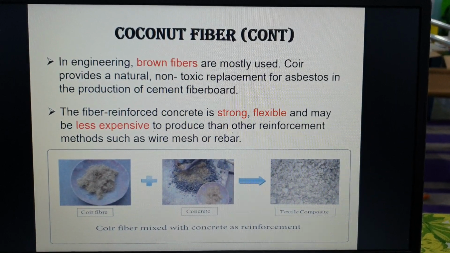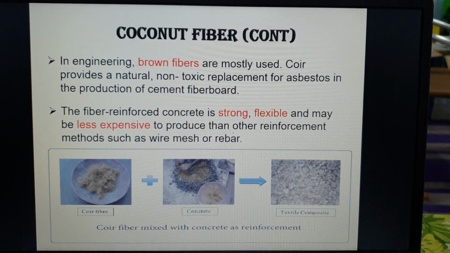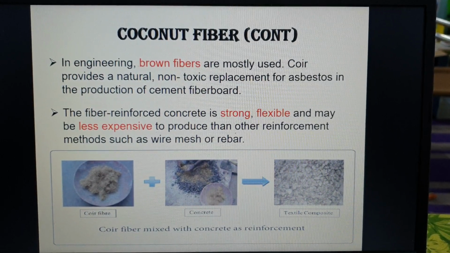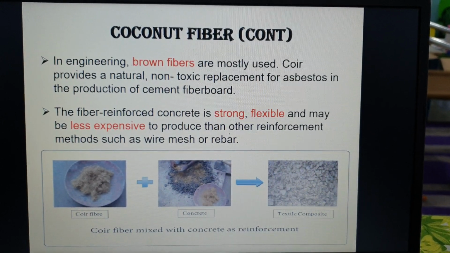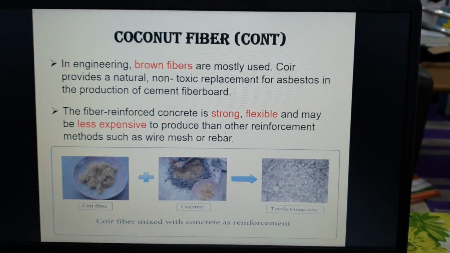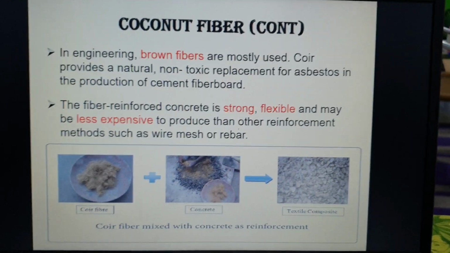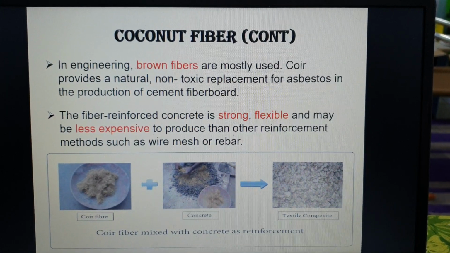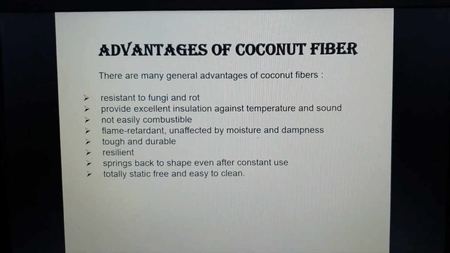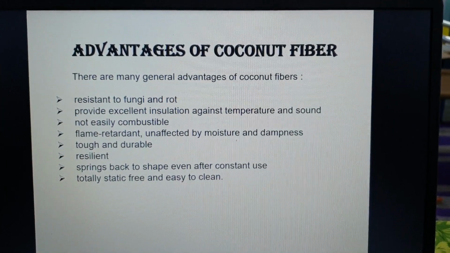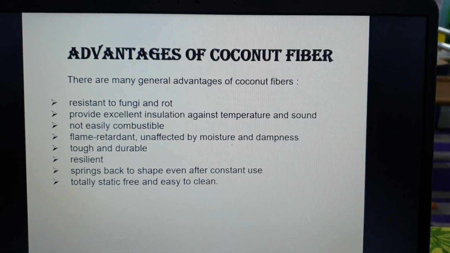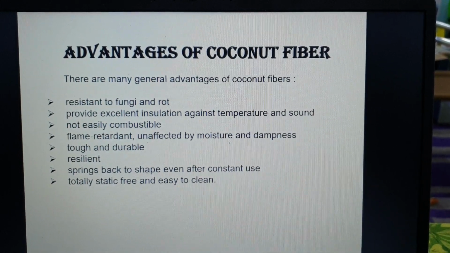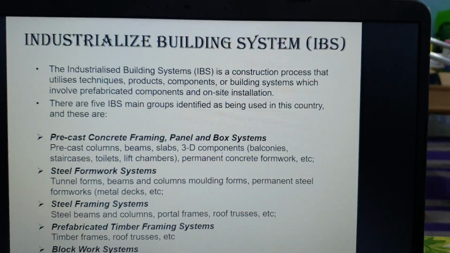Coconut fiber provides a natural, non-toxic replacement for asbestos in the production of cement fiber board. Fiber reinforced concrete is strong, flexible and may be less expensive to produce than other reinforcement methods such as wire mesh or rebar. Because this is natural, we already know the texture is quite natural and very good in terms of production. The advantages: it is resistant to fungi and rot, provides excellent insulation against temperature, is not easily combustible, is flame retardant, is unaffected by moisture and dampness, and so much more.